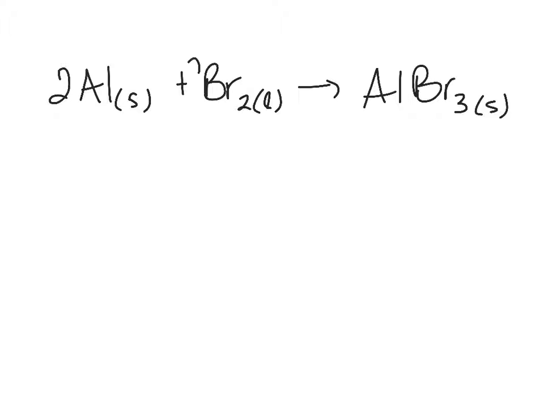3Br2 is equal to 2AlBr3. Beautiful. All right. So if I produce 5 moles of aluminum bromide, how much bromine would I need? So the question is, how much bromine would I need to use if I want to make 5 moles of aluminum bromide?